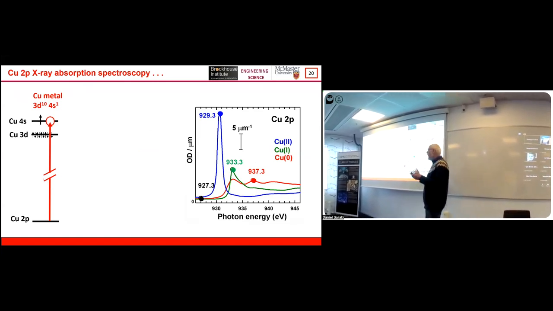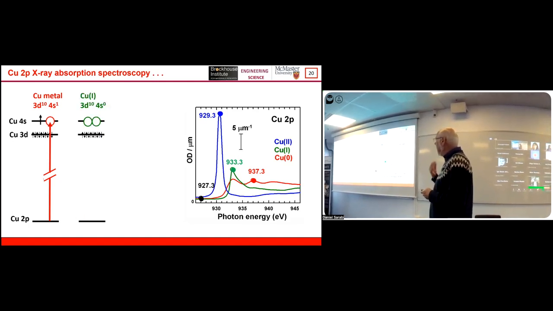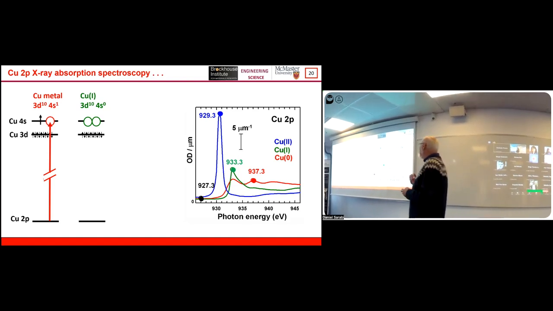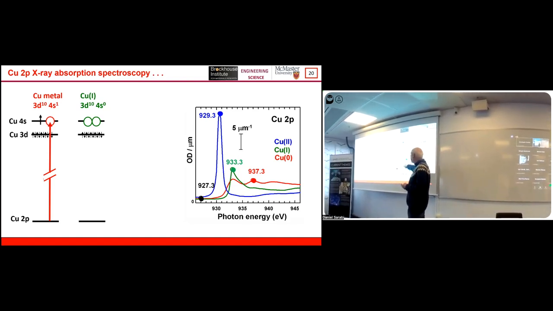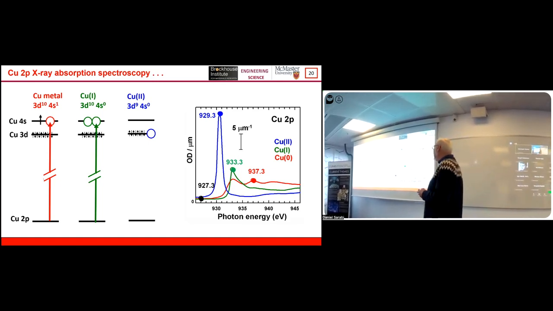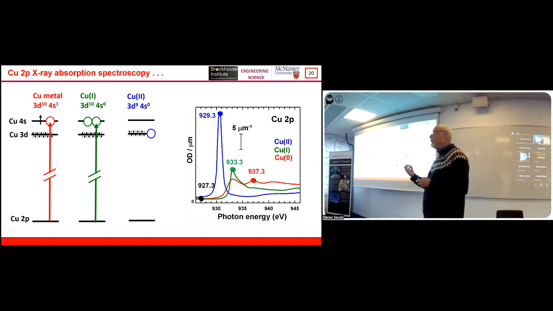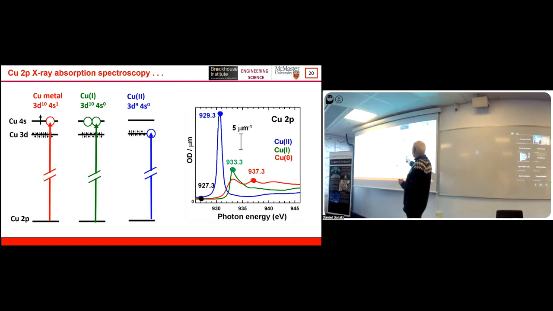Because it's a metal with a well-defined structure, you get fine structure as well. If you go to the copper 1 oxidation state, now you have a 4s0, so you get a stronger transition, but more or less at the same energy. And the interesting thing is, in contrast to virtually all the other 3d transition metals, when you go to the highest common oxidation state, copper 2, 3d9, you're opening a hole in the 3d state, and you get this whopping big transition because p to d transitions are much stronger than p to s transitions. And so you have very, very clear differentiation of these spectral features.